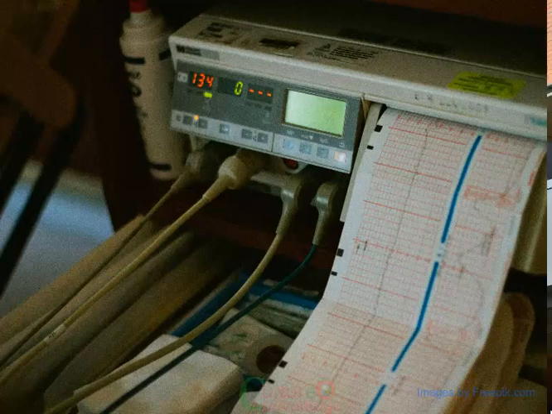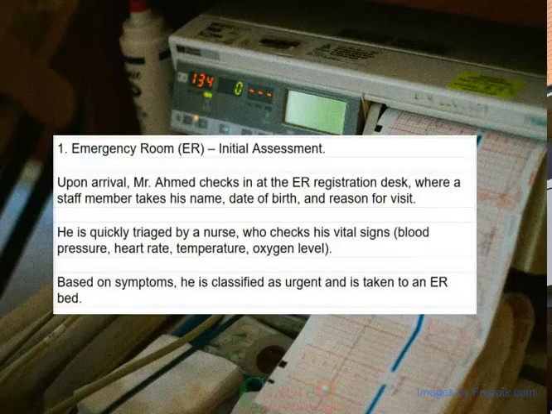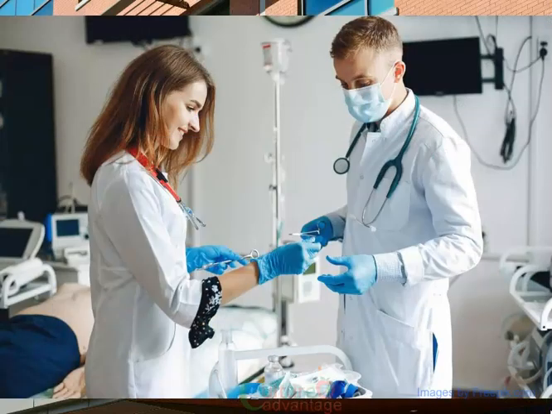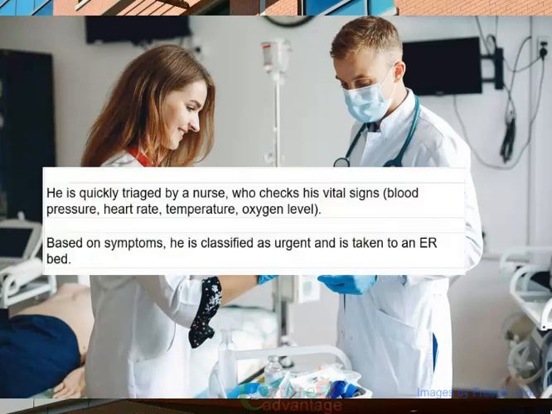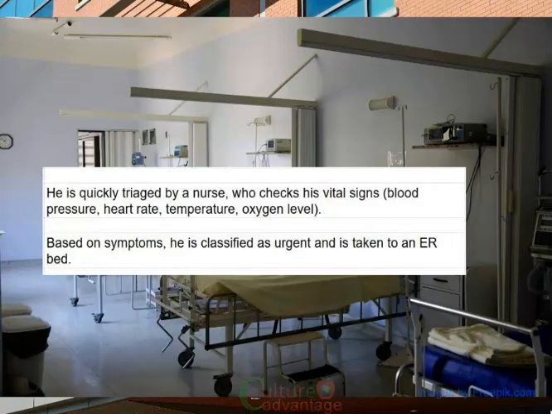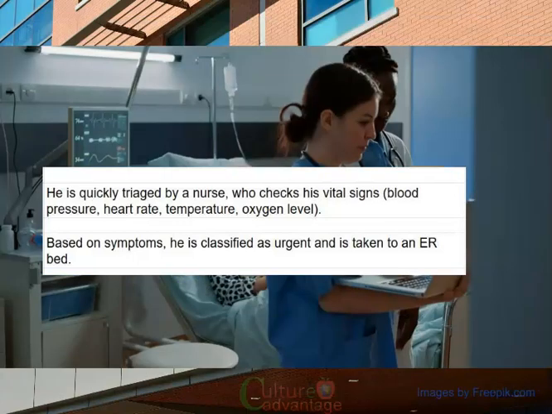1. Emergency room (ER) initial assessment. Upon arrival, Mr. Ahmed checks in at the ER registration desk, where a staff member takes his name, date of birth, and reason for visit. He is quickly triaged by a nurse, who checks his vital signs: blood pressure, heart rate, temperature, oxygen level. Based on symptoms, he is classified as urgent and is taken to an ER bed. An interpreter assists throughout the process.